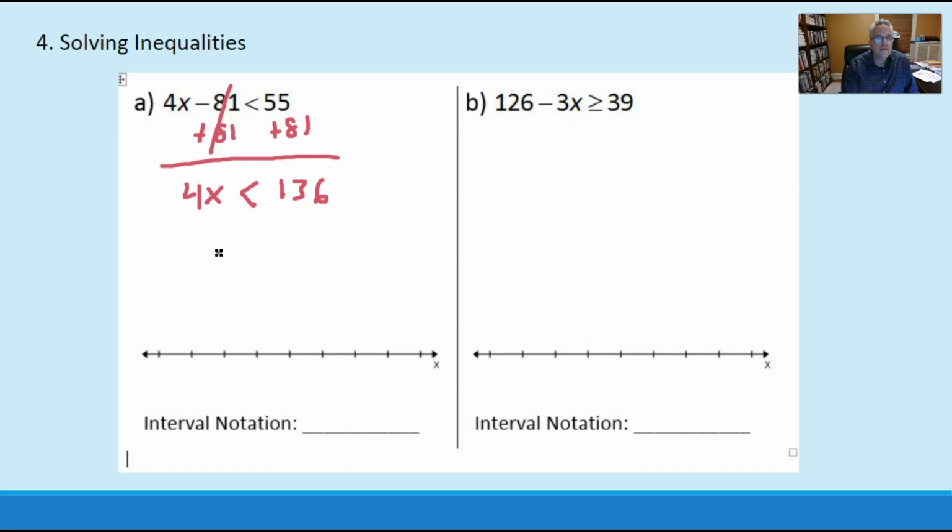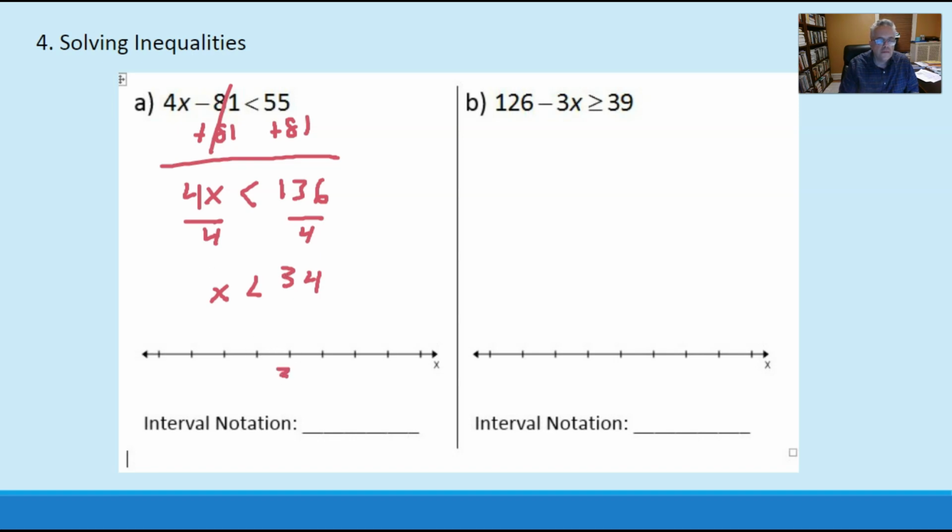Okay, and then we're going to divide by 4. And what I get is, I need a calculator here. 136 divided by 4 is 34. So I don't need an equals, I need to put x is less than 34. There we go. Any number less than 34 satisfies the original inequality.